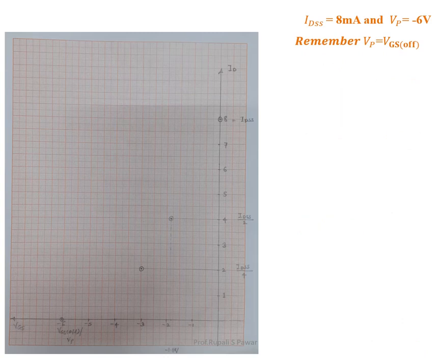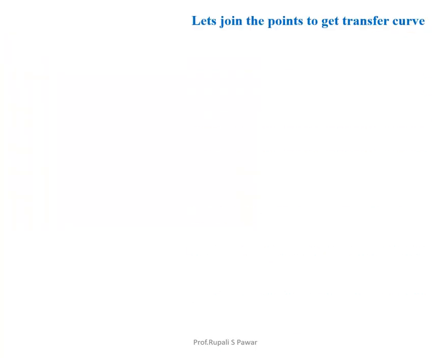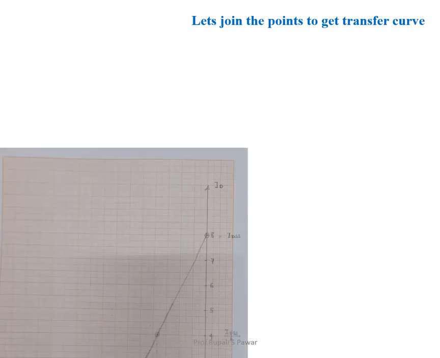So here we will now plot points A, B, C, D. Remember that IDSS is 8 milliampere and VP, which is VGS off, is minus 6 volt. So this is point A, ID equal to 8 milliampere. Point B, VGS off is minus 6 volt. Point C and point D. Let us draw all these points to get a transfer curve.